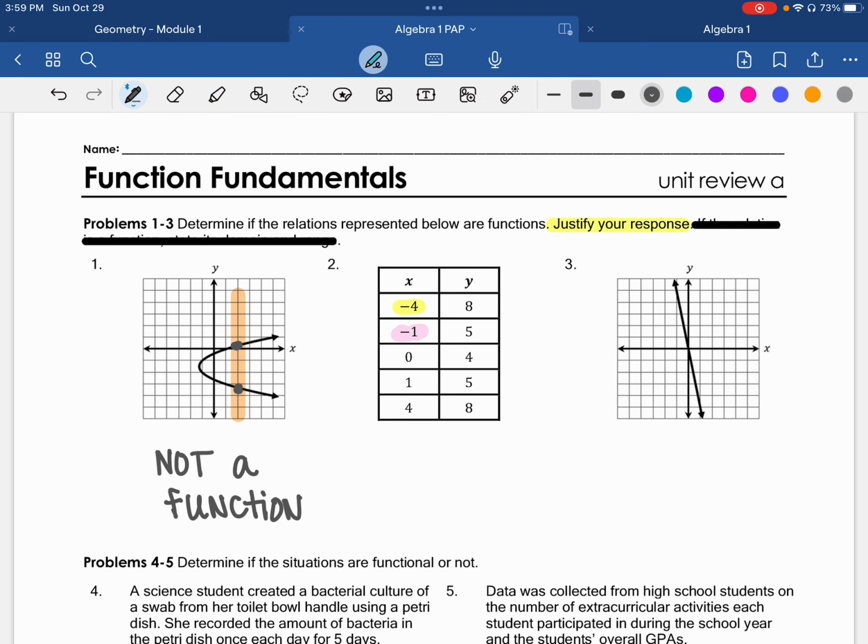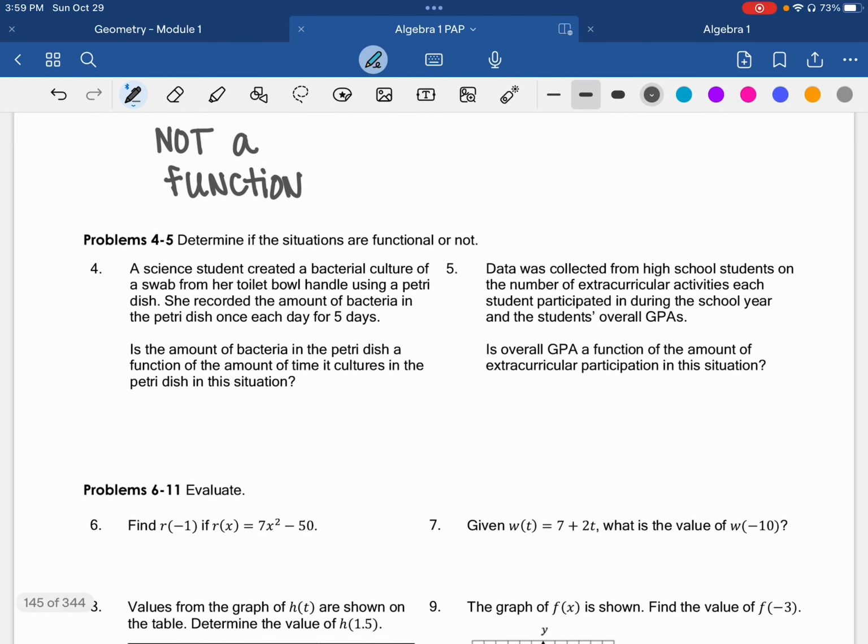All right, moving on to problems 4 and 5. I want to go ahead and do problem number 4. Determine if the situations are functions or not. Now, I know it doesn't tell you to justify your response, but it really does help in your thinking to go ahead and justify your response, not just saying it's a function or no, it's not a function. All right, a science student created a bacterial culture of a swab from her toilet bowl handle using a petri dish. She recorded the amount of bacteria in the petri dish once each day for 5 days.